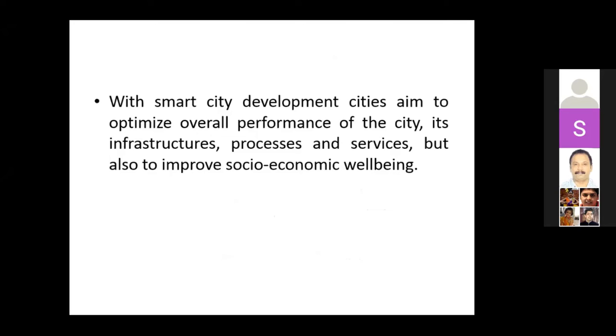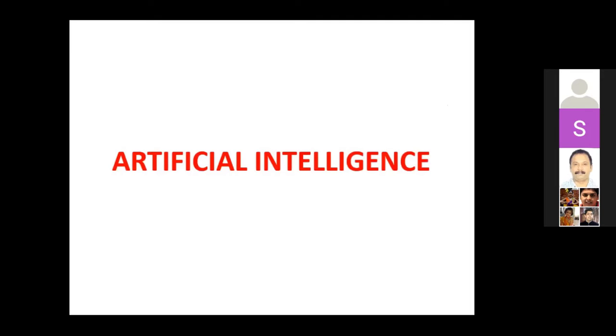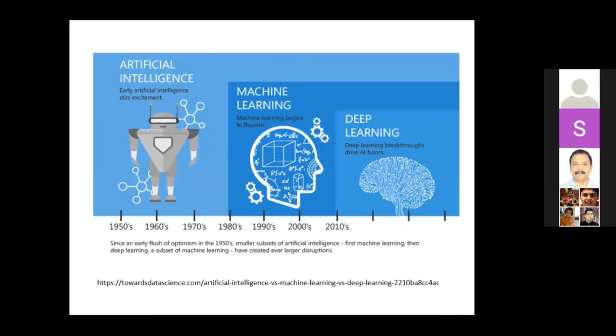With smart city development, cities aim to optimize overall performance of the city, its infrastructure, processes and services, and also improve socio-economic well-being. People love technology, so they would like to work with new technology, and therefore newer technologies are being evolved, which will help to optimize the overall performance of a particular application. We discussed augmented reality, IoT, digital twin, artificial intelligence.